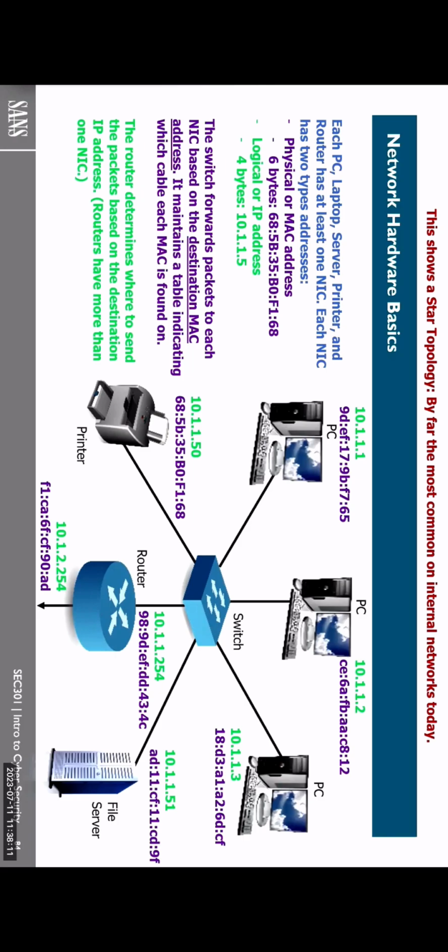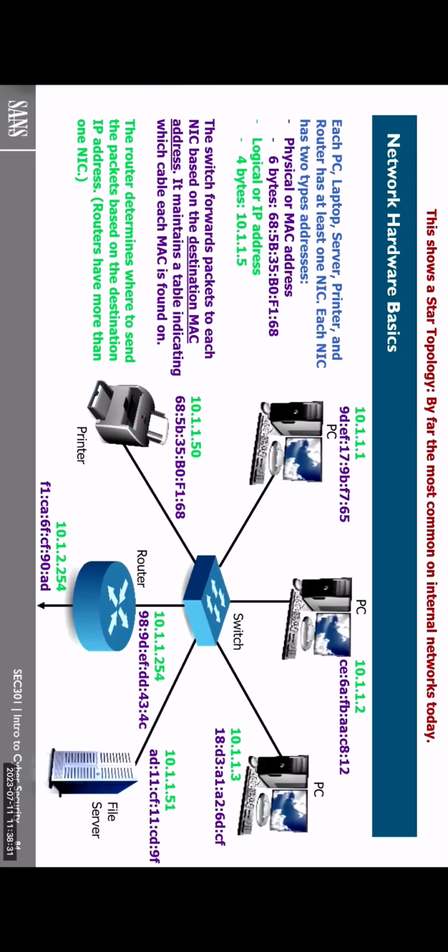So the router gets its own MAC address because it has a NIC in it, and it also gets an IP address, because we have to know what the IP address of that router is that we're forwarding our packets to based on that IP address. Now, I have a local area network.